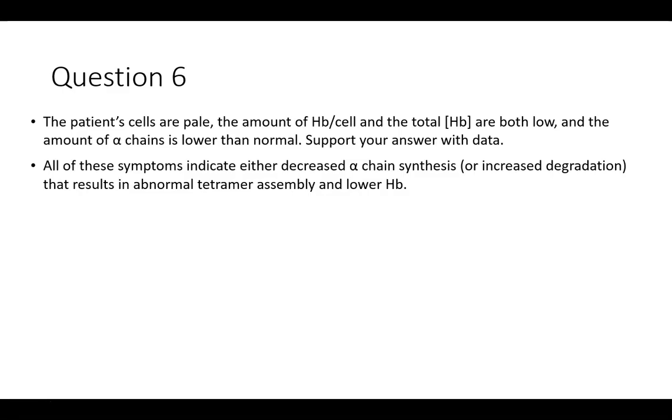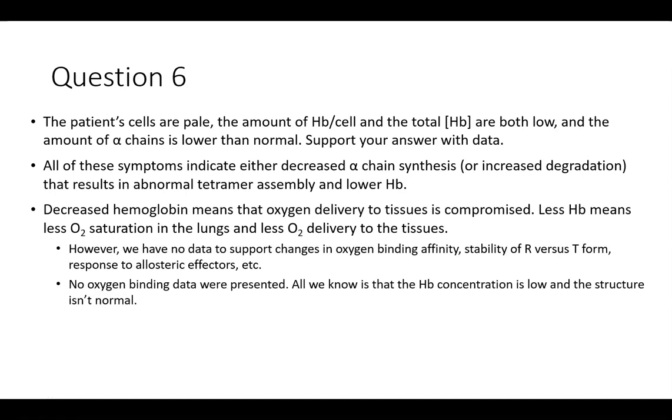So these symptoms, we have less alpha chain synthesis, or maybe the synthesis is normal and they just get degraded. But the point is we have less alpha chains. We have an abnormal tetramer assembly. Probably the beta 4 doesn't have the same cooperativity as alpha 2 beta 2. Again, we don't know that. We just know that she has low hemoglobin. So we know she has less hemoglobin, so that means that oxygen delivery to the tissues has to be compromised.